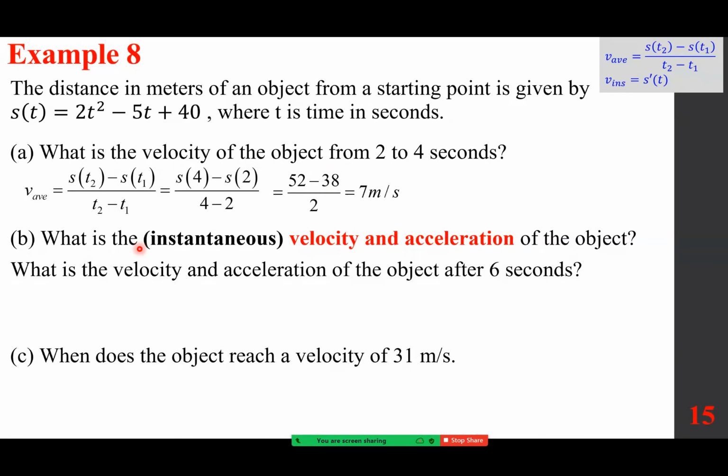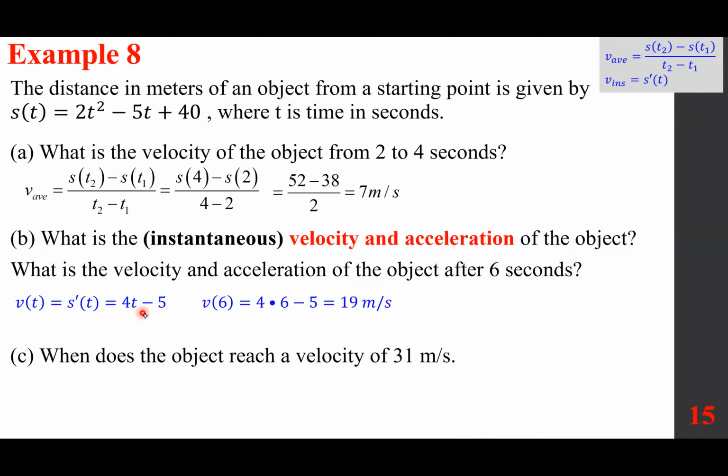The next part is asking for the instantaneous velocity, and we have already done that, but we did it with the definition. Now we want to take the easy way out, and to find the velocity, it's s prime of t, which makes it 4t minus 5, and to find it after 6 seconds, let's plug in 4 times 6. 24 minus 5 is 19 meters per second. So really not much brand new here.